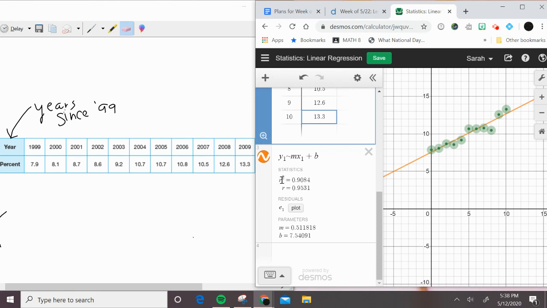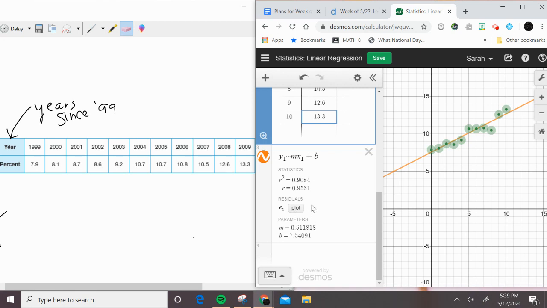R squared, remember, tells us if a line is the right shape for the data. So is this a linear scatter plot, a linear correlation, or is it a nonlinear scatter plot? Since it's close to 1, we know that a linear scatter plot would be the right shape. And then r tells us about correlation. It tells us if it's positive or negative and if it's strong or weak. So since r is positive 0.95, we know that it's a positive scatter plot, which we can see. And since it's close to 1, we know that it's a pretty strong correlation.